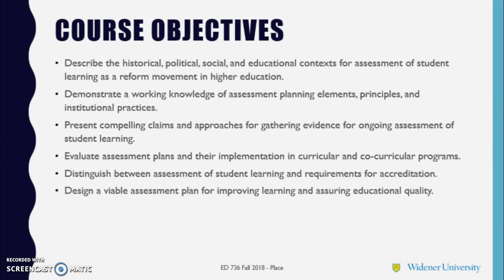So in this course, we're going to cover a number of different topics, and these 6 objectives here are what I hope you leave this course with. So I hope that you are able to describe the historical, political, social, and educational contexts for assessment of student learning, and we're going to look at how that has evolved over the last few years, especially as there has been more scrutiny of the higher education system in general.